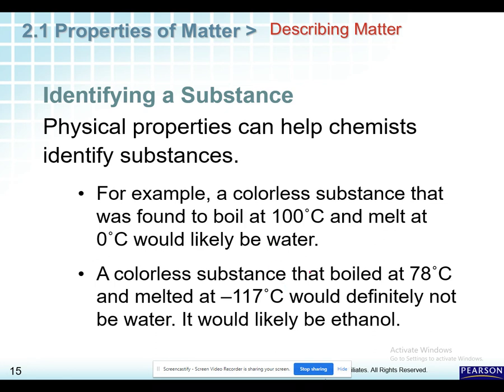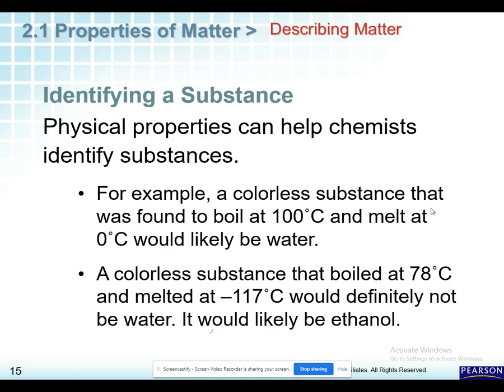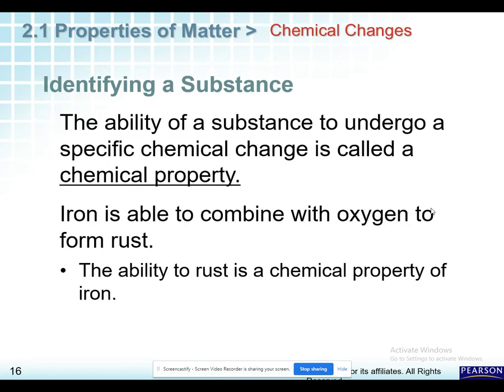If we test the other substance and it boils at 78 and melts at negative 117, we can say, okay, that's probably not water. So let's look at a chart and we can see that maybe according to a chart, it's ethanol. So over here, ethanol, negative 117 and 78.